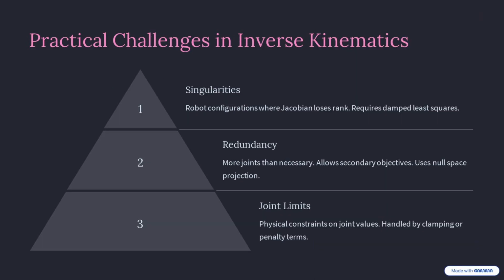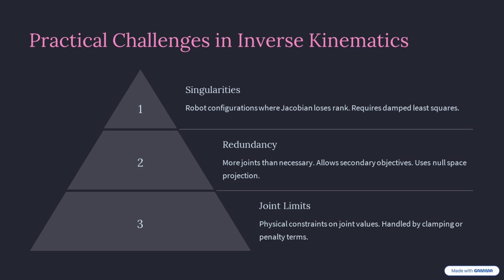Inverse kinematics also faces practical challenges. One major issue is singularities. A singularity is a robot configuration where the Jacobian matrix loses rank, meaning that certain end effector motions require infinite joint velocities. To handle singularities, we often use a damped least squares approach, which adds a small damping term to the denominator when computing the pseudo-inverse. This stabilizes the solution and prevents joint rates from becoming unbounded.